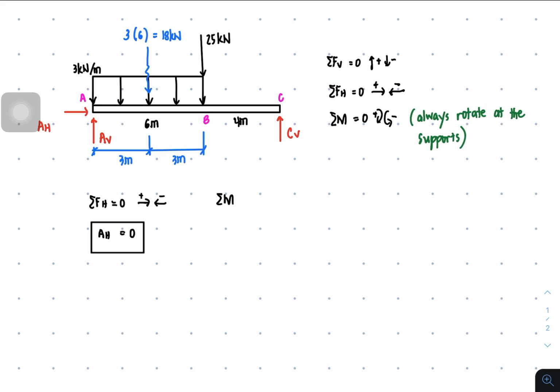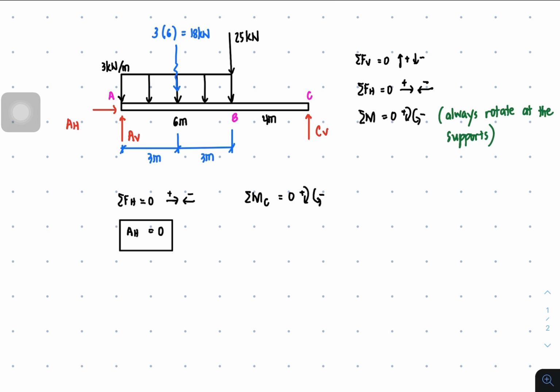Okay, proceed. Let's proceed with summation of moment. So actually, instead of getting summation of force vertical, then you can immediately use the summation of moment. Then you get to choose, it's either point A or point C to rotate the summation. So in my case, I'd like to rotate at point C, and that's equal to 0, clockwise positive and counterclockwise negative. So we're gonna rotate all the forces at this point here. So we have to cancel out CV because it's not a force that will cause moment. Somehow it will just only pass through point C.